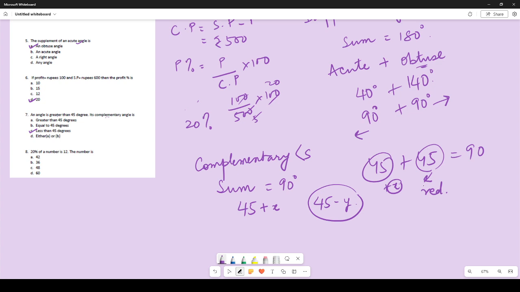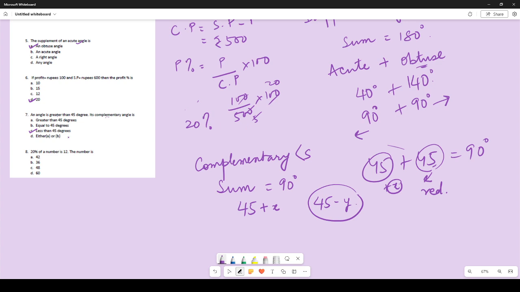Because if this is also more than 45 and this is also more than 45, then they will not add up to 90 degrees. So this cannot be possible. Equal to 45 degrees, no, because if this angle is more than 45 degrees and you add 45 to it, it becomes more than 90 degrees, which will not make them complementary angles.